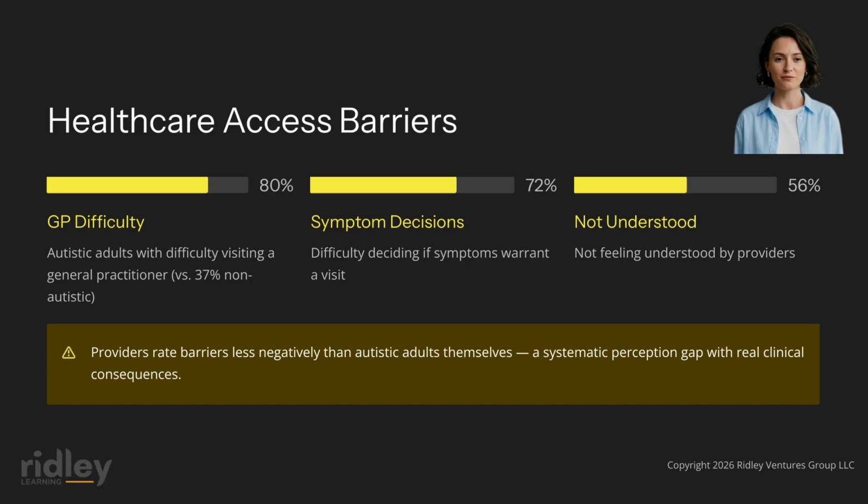A 2024 Delphi study by Warriman and colleagues comparing 21 autistic adults and 20 primary care providers revealed a systematic perception gap, with providers rating barriers less negatively than autistic adults themselves, and produced 22 consensus recommendations focused on provider education developed collaboratively with autistic adults, supported preparation for appointments, and improved care continuity. Qualitative work by McLean and colleagues in 2024 further confirmed that patient-to-provider communication, sensory sensitivity, and executive function issues remain the most consequential barriers.